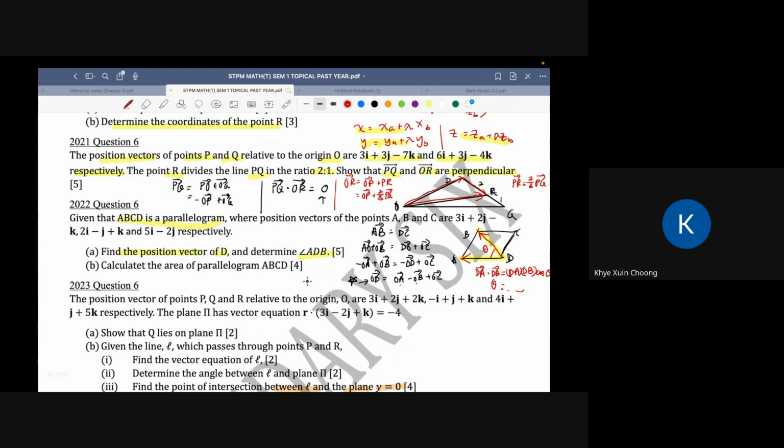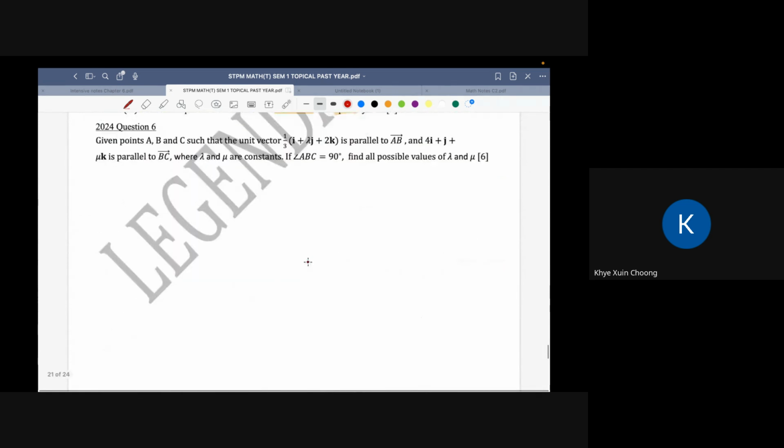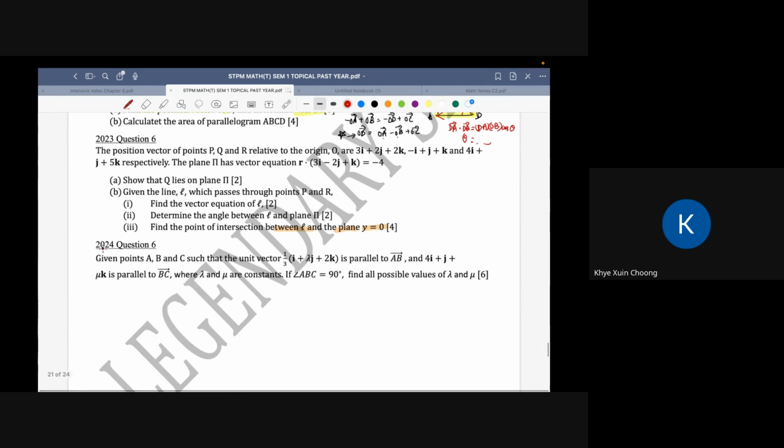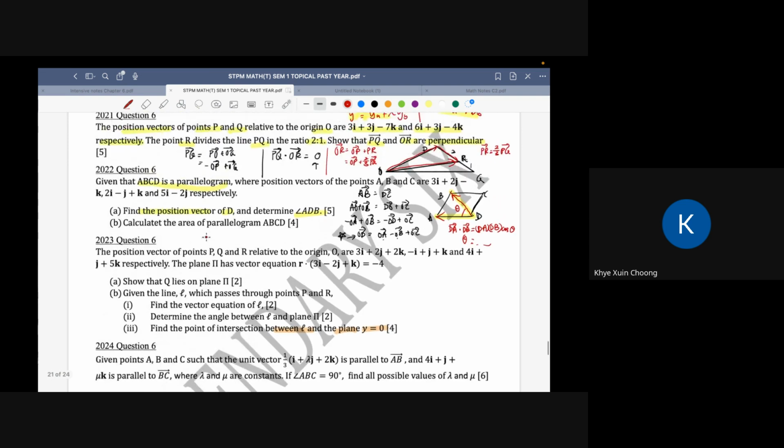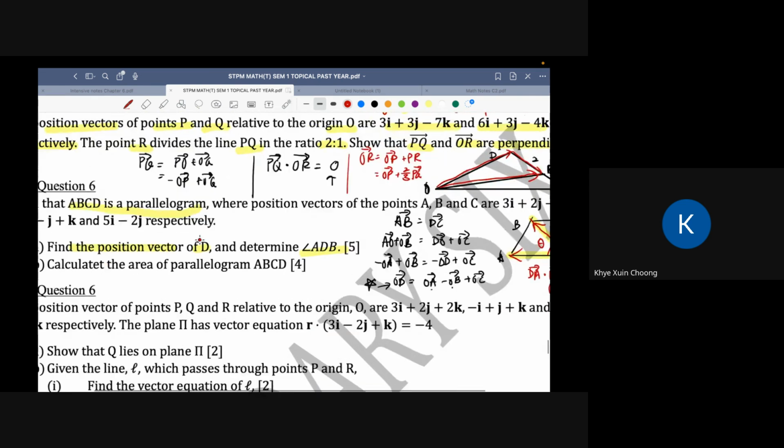Okay, I see that it is about to reach 12 p.m., but I think we discuss until this question 2024, then only we end. Still a little bit more.